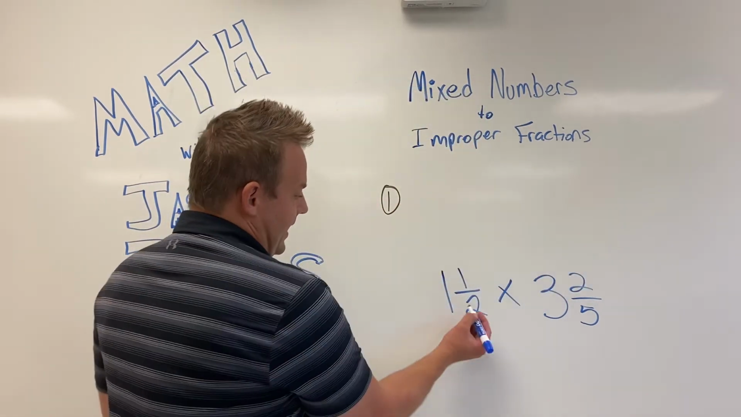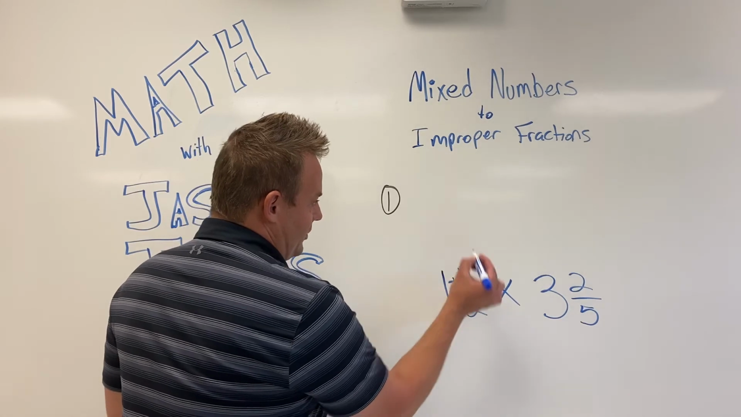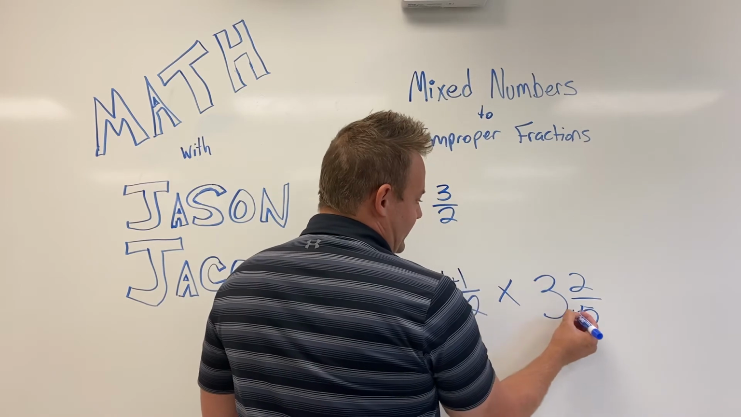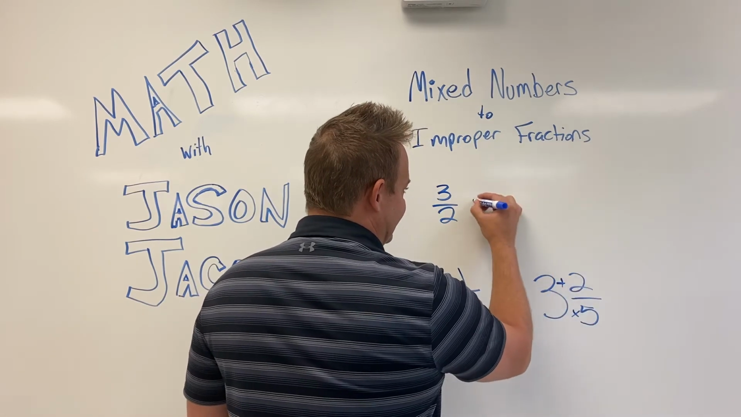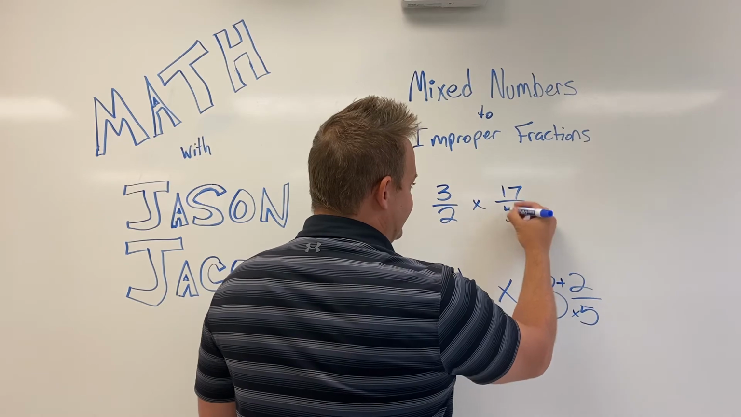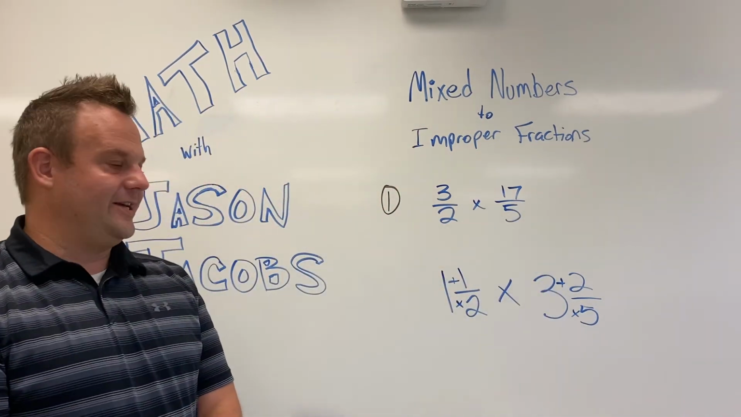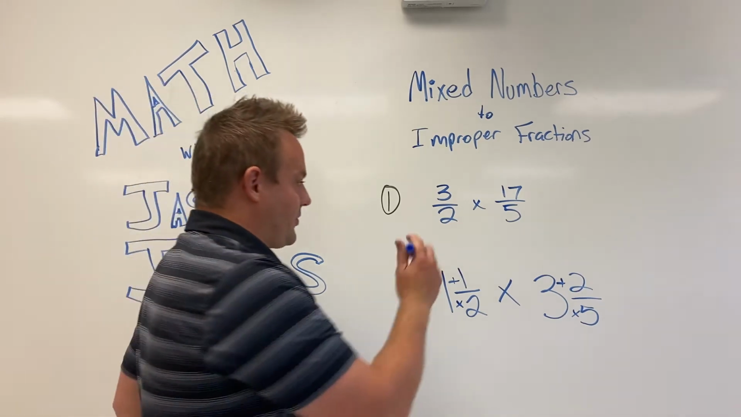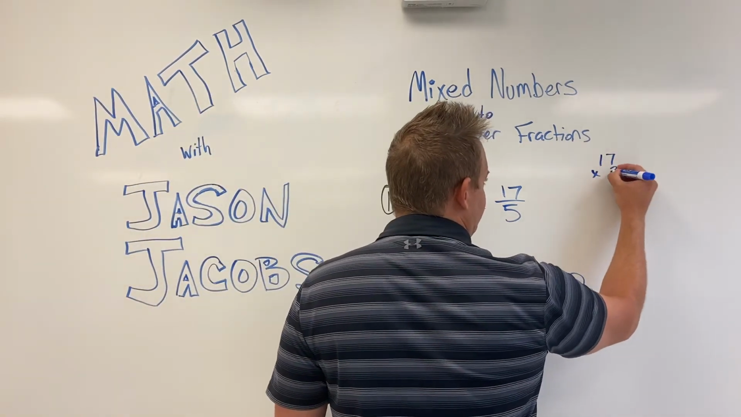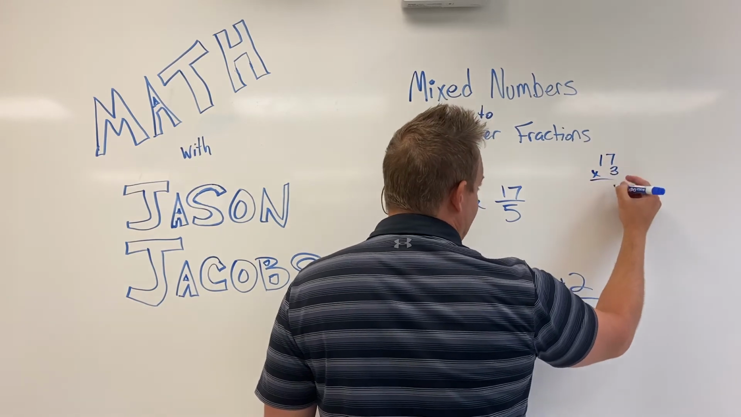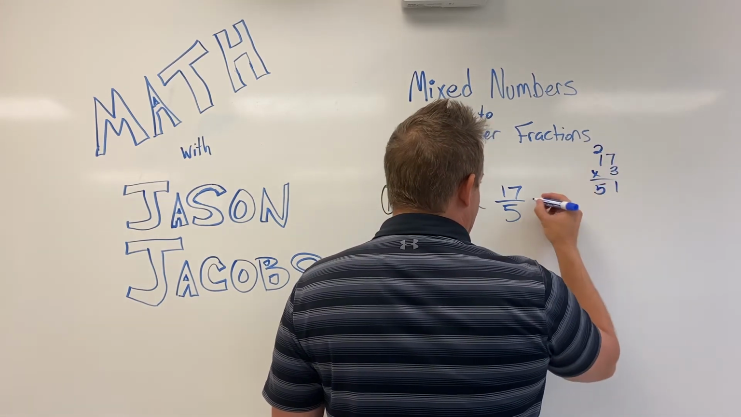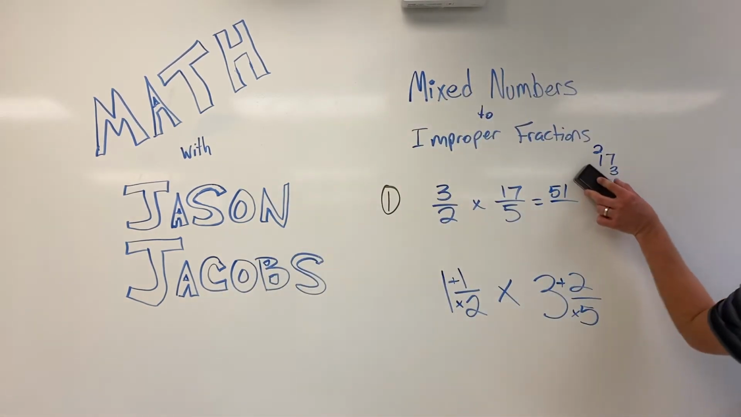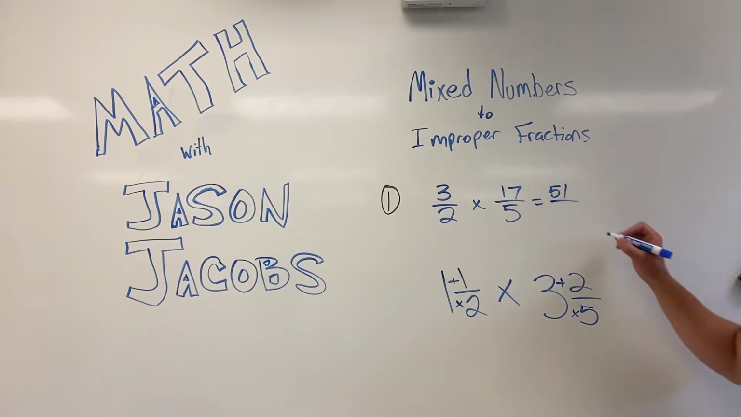So let's do that. So 2 times 1 is 2, plus 1 is 3 halves. So that's the first step. And then 5 times 3 is 15, plus 2 is 17 fifths. All right, so now we can do the multiplying of fractions. 3 times 17, well, I'll just use the commutative property to do 17 times 3, and I get 51. 51 is the numerator, and 2 times 5 is 10.